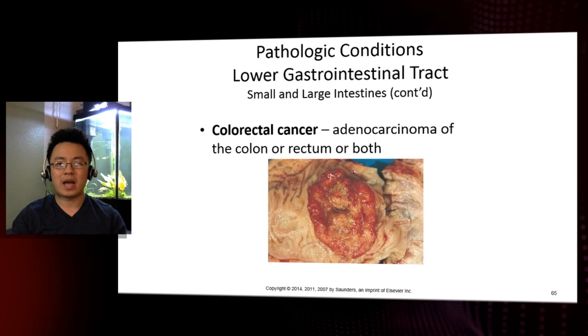Colorectal cancer here is adenocarcinoma of the colon or the rectum or both. As you can see, we have an image of the interior of the colon, and you can see this really bright red region here is where you see cancerous or carcinomic tissue.